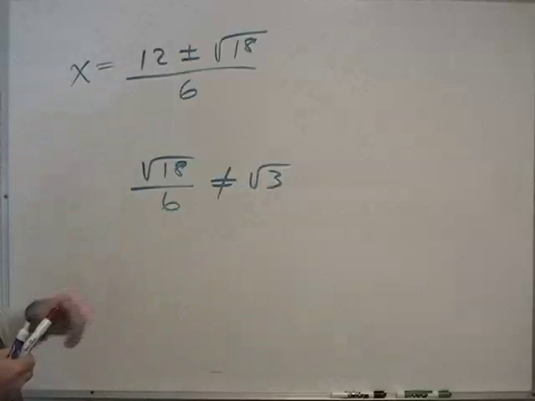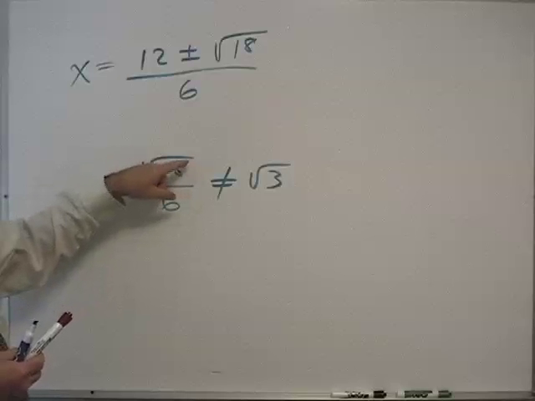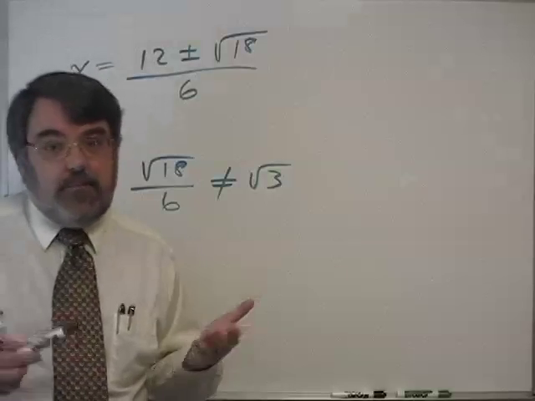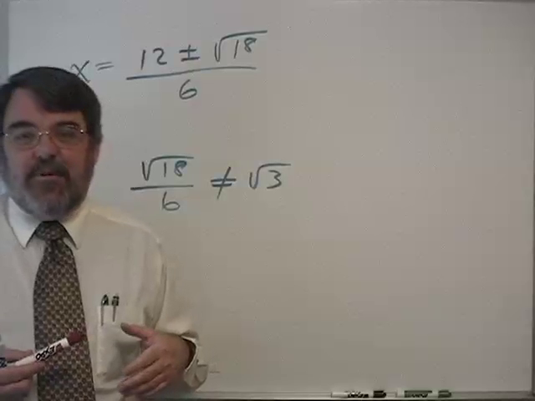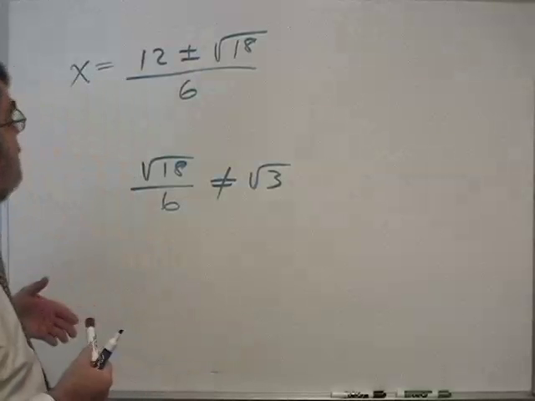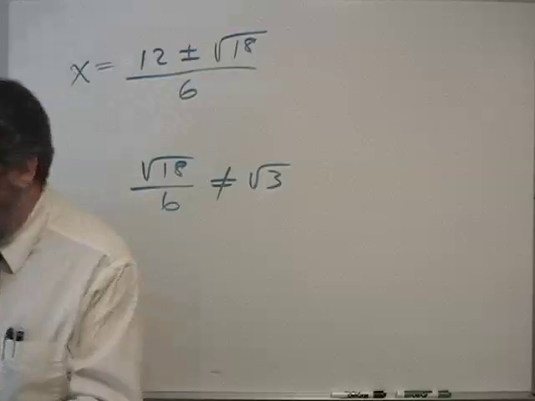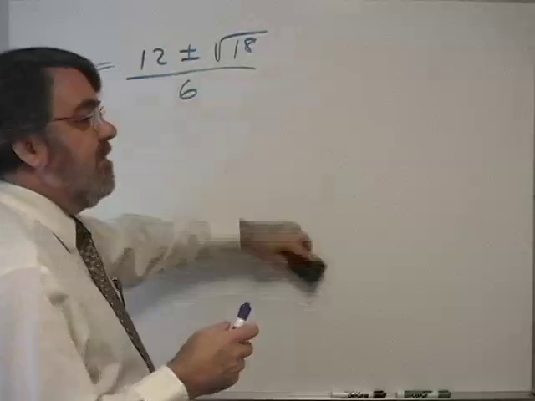And why? Because 18 is under a square root, and 6 is not. So they have basically different exponents. You can't mix those in with division this way. But we can simplify the square root of 18, and that may lead to something. So let's see what happens here.